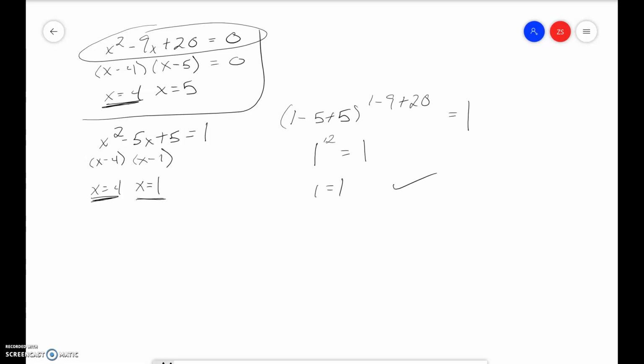The student found x equals 4 and x equals 5, which is true. But they forgot to find that x could also equal 1.